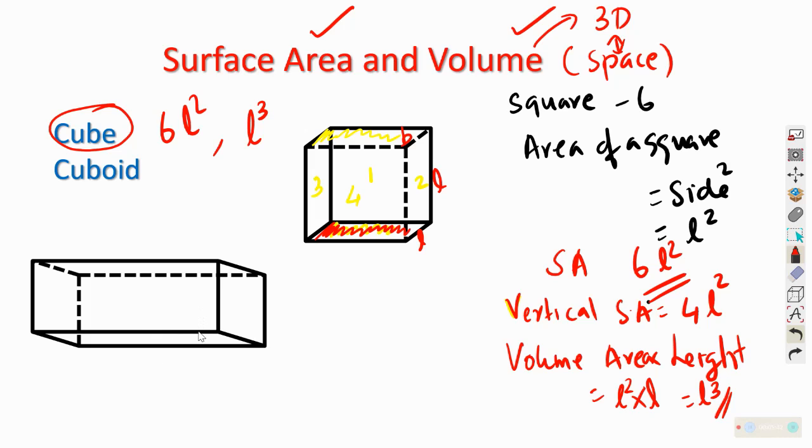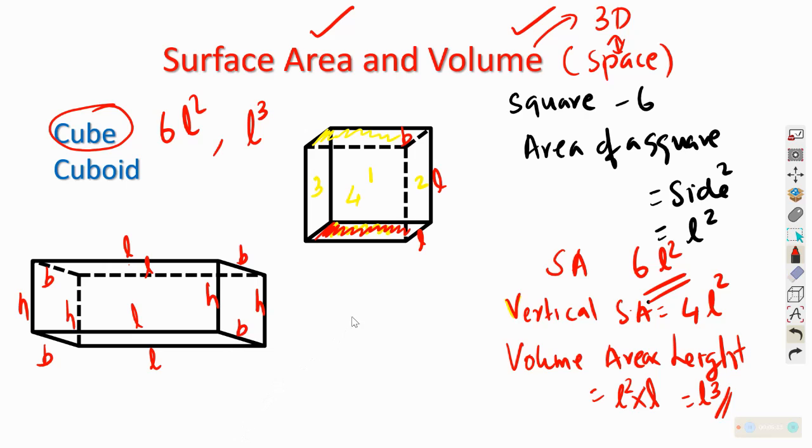This is a cuboid. The way I am looking at it, I can say this is the length of it, this is the height of it, like a vertical pillar, and this is the top of it. There is also one length over here, and this one is the breadth of it, top also, here also, here also.